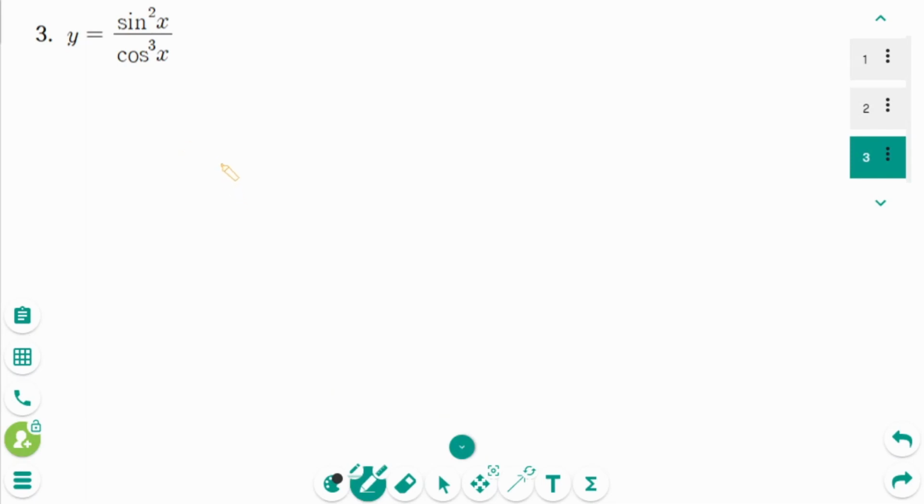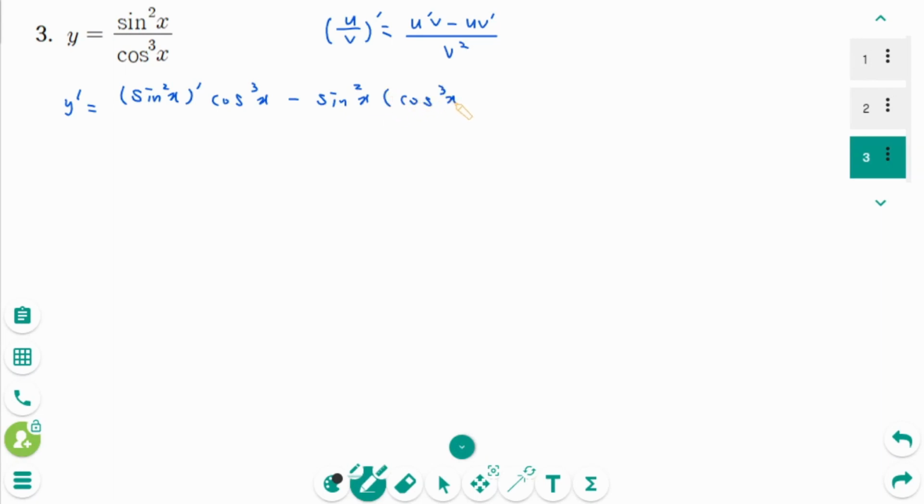Number 3, use the quotient rule. (u over v)' equals u'v minus uv' over v squared. Then y' equals (sine squared x)' times cosine cubed x minus sine squared x times (cosine cubed x)' over (cosine cubed x) squared.